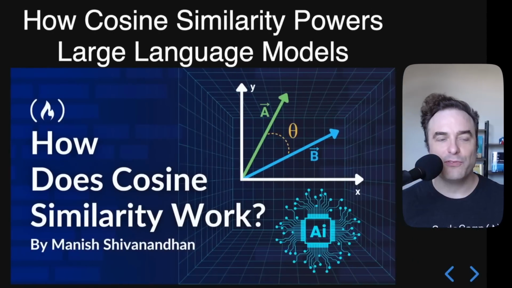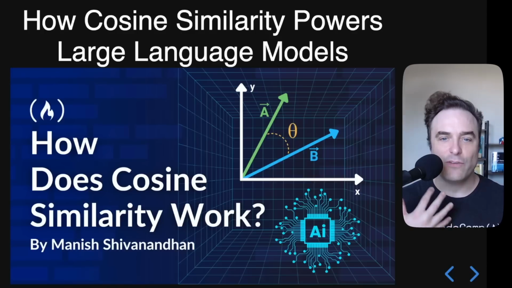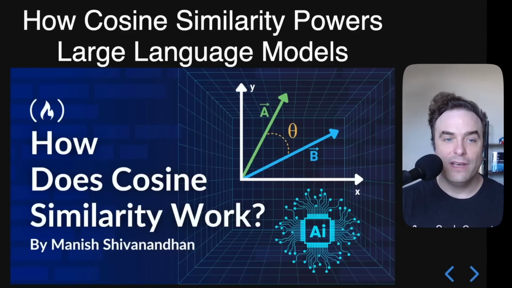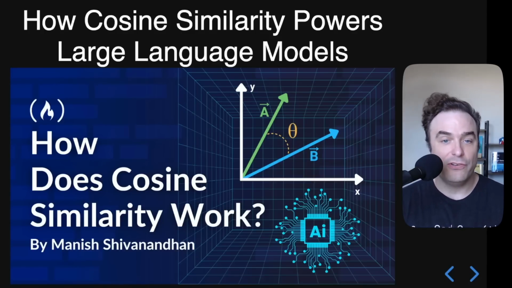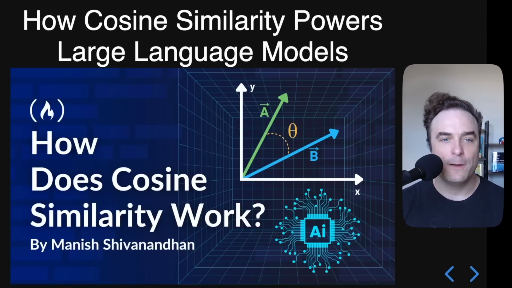We also published this awesome tutorial. It's a pretty breezy read, and you're going to learn all about cosine similarity and the role it plays in large language models. As the author, Manish, says, basically cosine similarity is a bridge between human language and machine understanding. It allows a model to treat meaning as geometry, turning questions and answers into points in space. Not only will you learn the math involved in cosine similarity, you'll also see it implemented in Python.